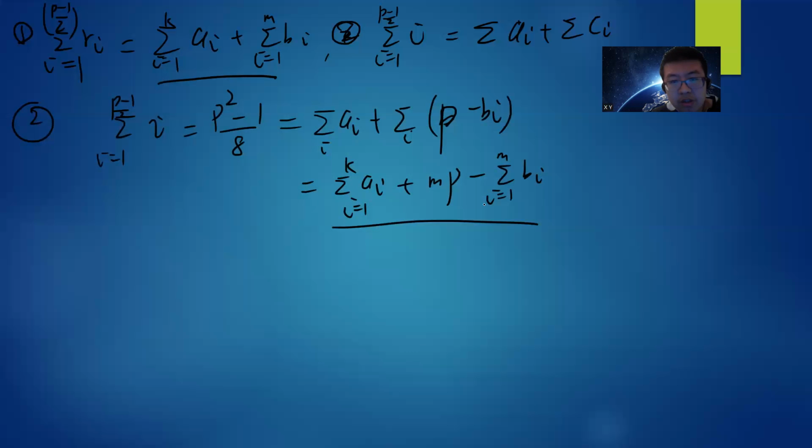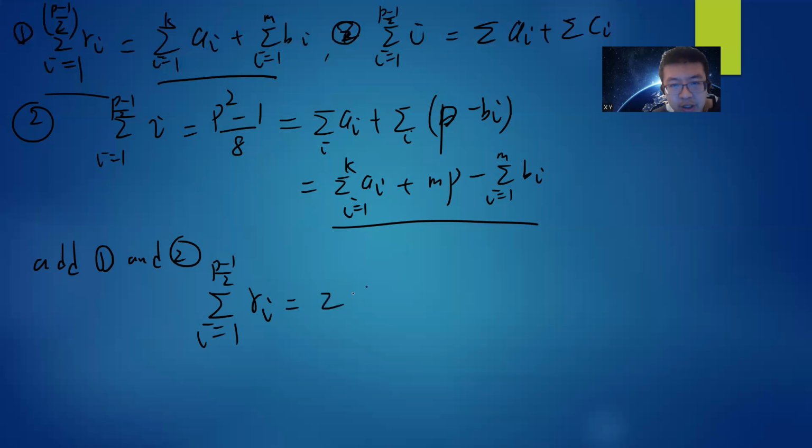So I have this and this, right? Now what should I do? I want to cancel AI, so I just add equations 1 and 2. So I should get the summation of I from 1 to (P minus 1) divided by 2 equals, we got 2 times the summation of I from 1 to K of AI, and plus MP.